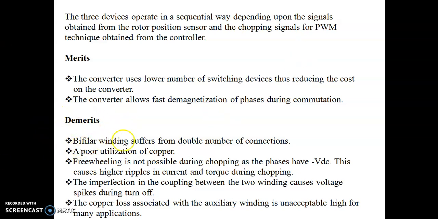The first one is that bipolar winding suffers from double the number of connections. And second point, a poor utilization of copper. And third one, freewheeling is not possible during chopping as the phases have minus VDC. So this causes higher ripples in the current and torque during chopping. And the fourth point is the imperfection in the coupling between the two windings causes voltage spikes during turn-off. And the last point is the copper loss associated with the auxiliary winding is unacceptably high, so it cannot be used for many applications.